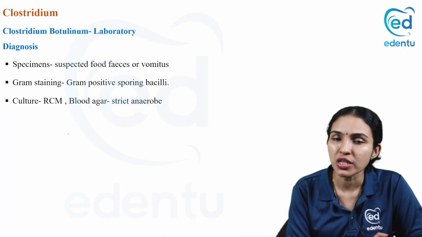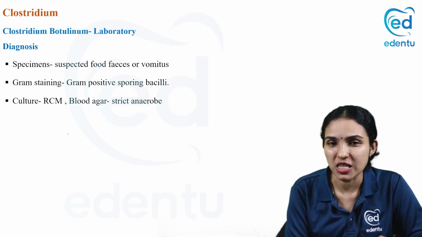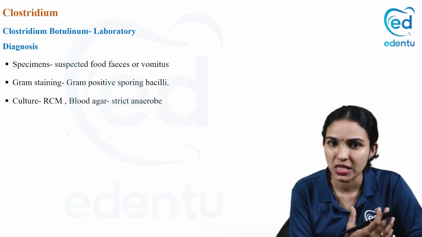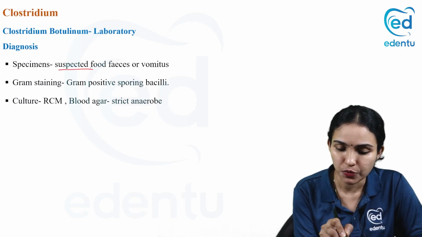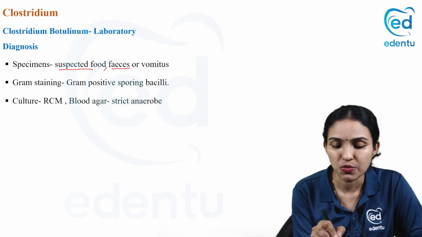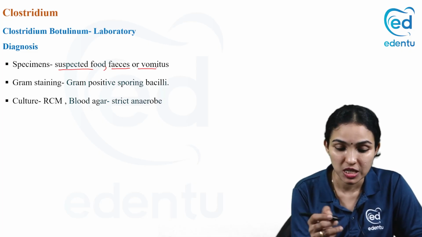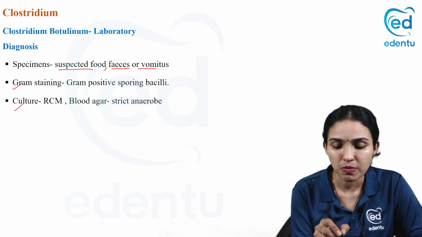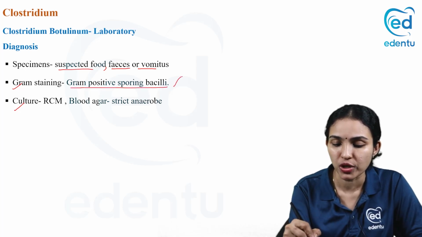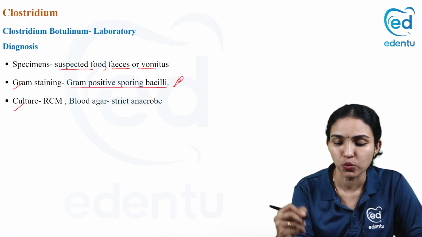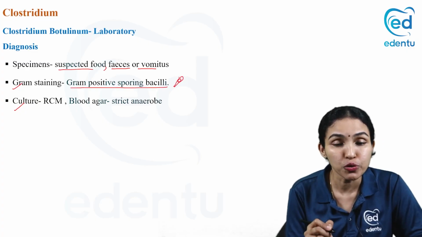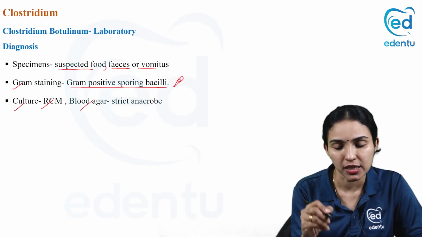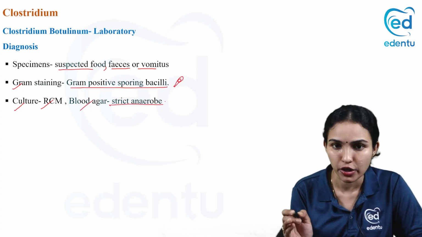Now, how will you diagnose botulism in the laboratory? You have to take specimens. What will be the specimens? If a group of people develop symptoms after consuming certain food, you have to take the suspected food. Otherwise, you can take the patient's feces, or vomitus can also be a specimen. What will you do with the specimen? You can do staining and culture. Gram staining will show gram-positive sporing bacilli with bulging, subterminal spores. For culture, like other Clostridia, you use Robertson cooked meat medium and blood agar. Remember, this is also a strict anaerobe.